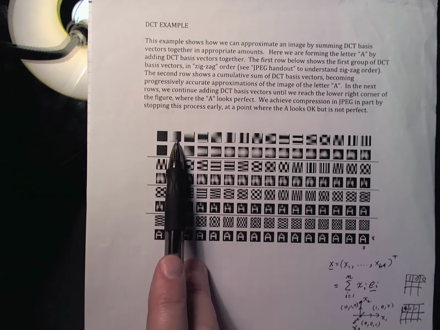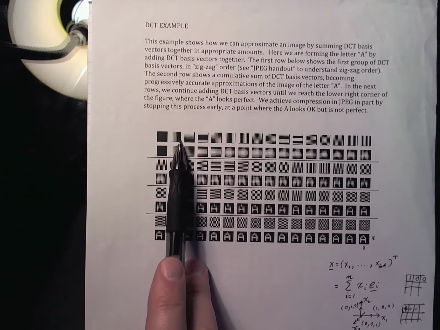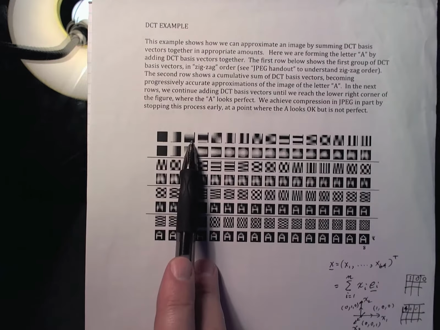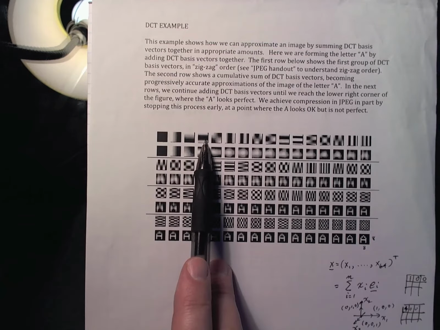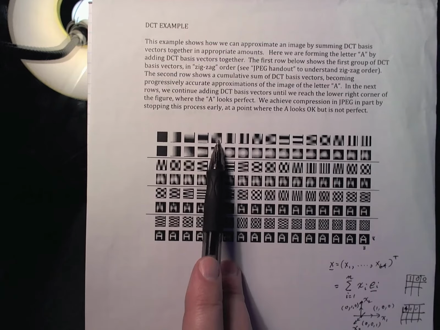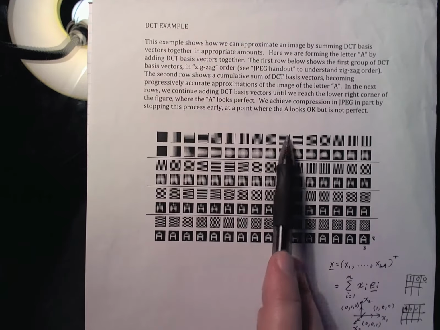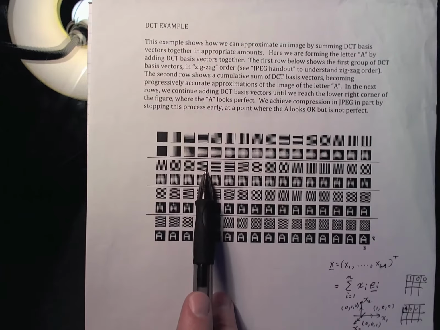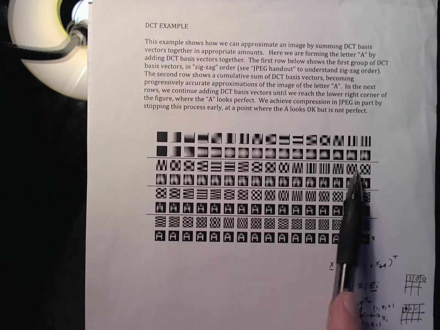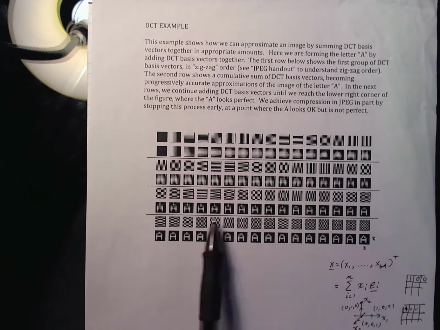This is a very low frequency in the horizontal direction, low frequency in the vertical direction. This is a little higher frequency vertically. This has some frequency in both directions, and so on. And as we move up this list, these are higher and higher frequency cosines.